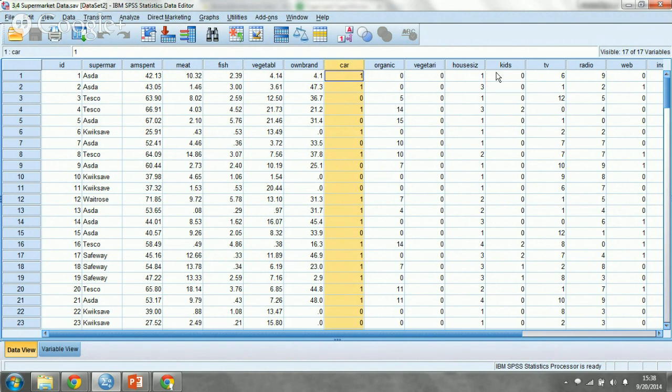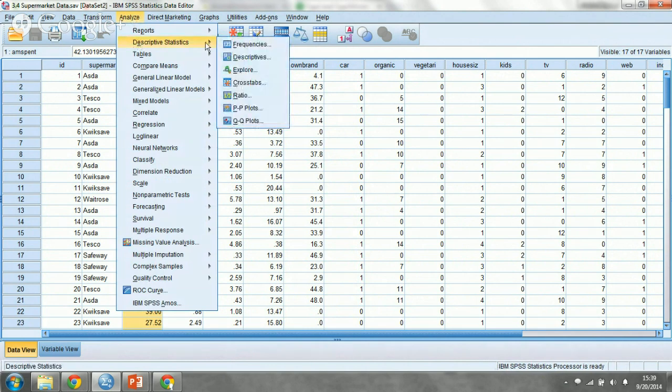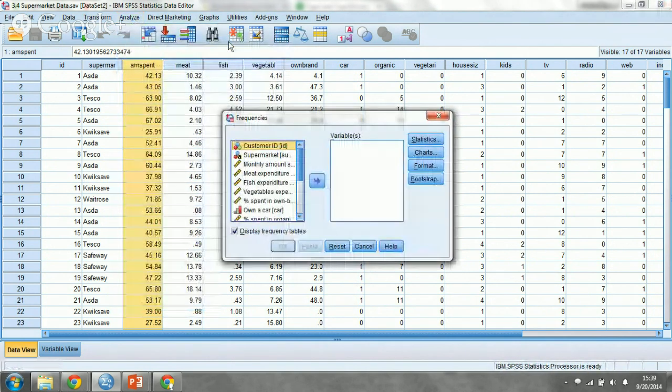So I just wanted to review a little bit of that data because I think I'm going to add a little bit more than just amount spent. I'm going to add a couple of other variables into calculating these statistics. So one of the things I want to start off with, I'm going to go to Analyze, Descriptive Statistics, and Frequencies. When I do this, you'll see here are all the variables I have to choose from. I have an option to display frequency tables. What that does is it tells me the frequency counts for each variable.